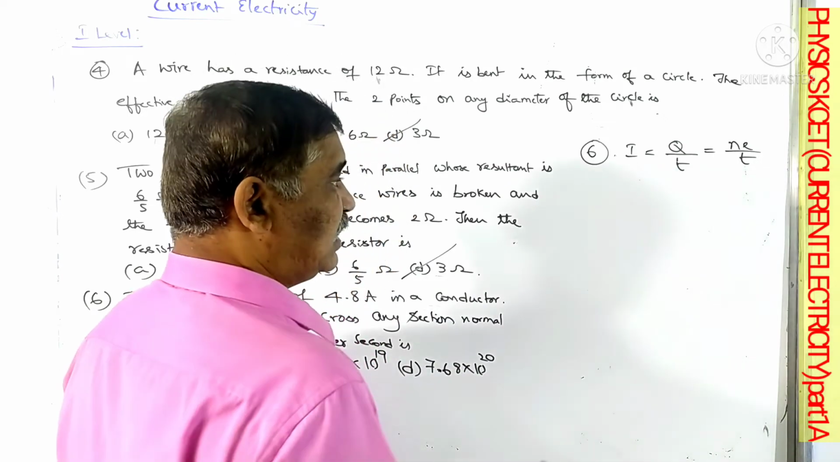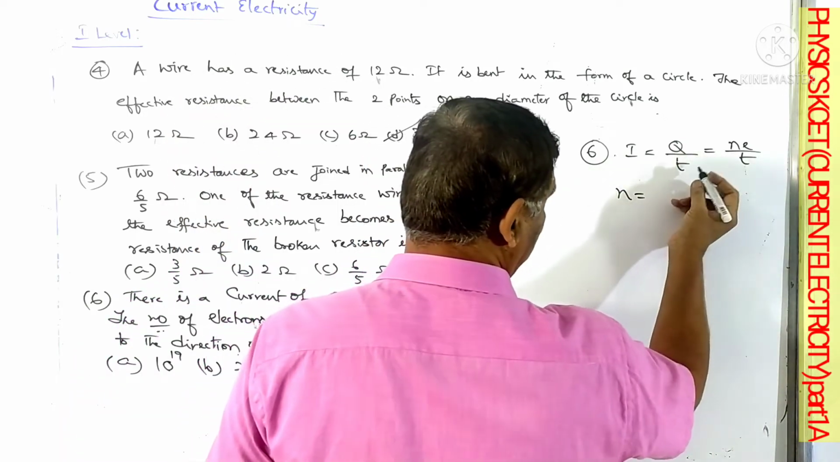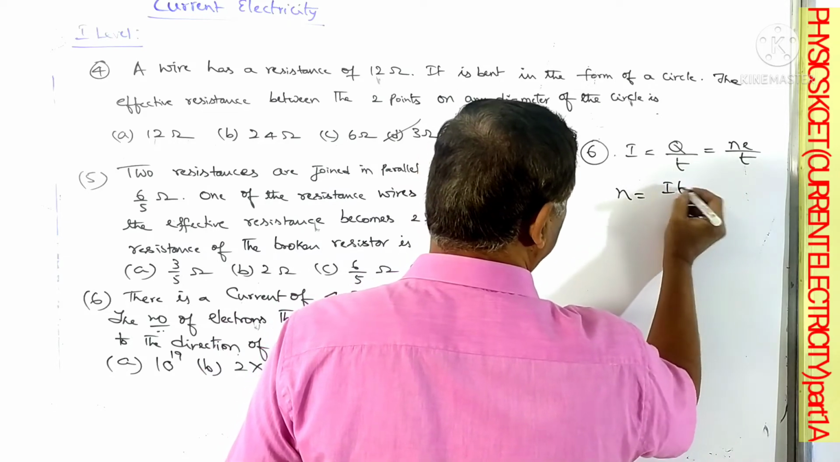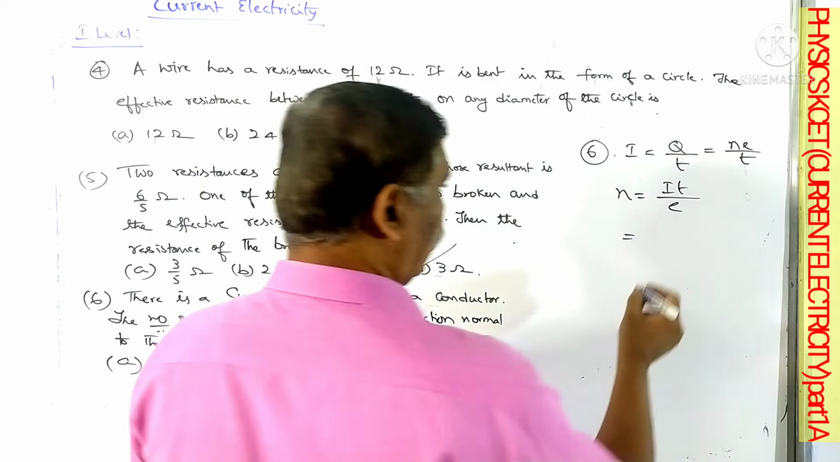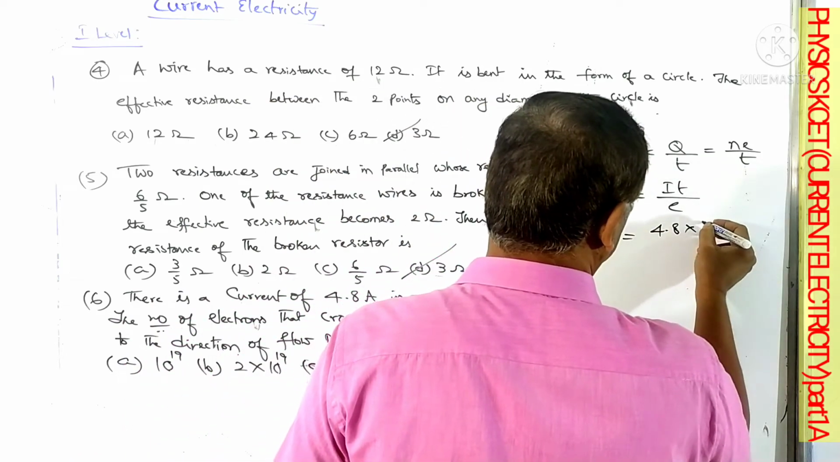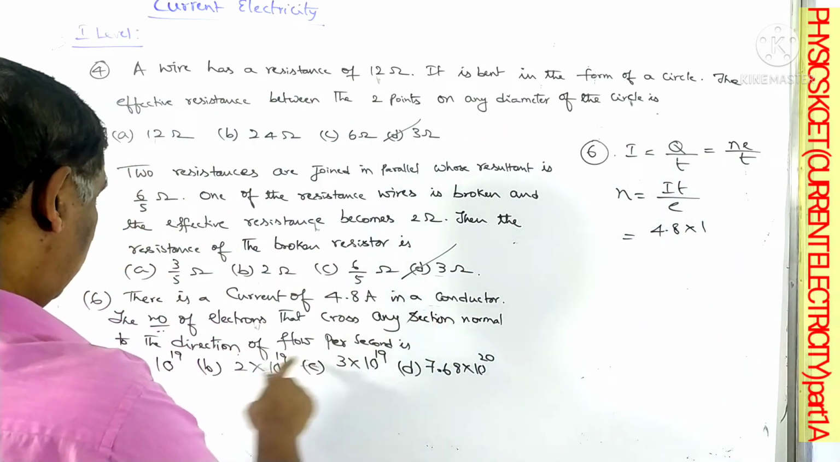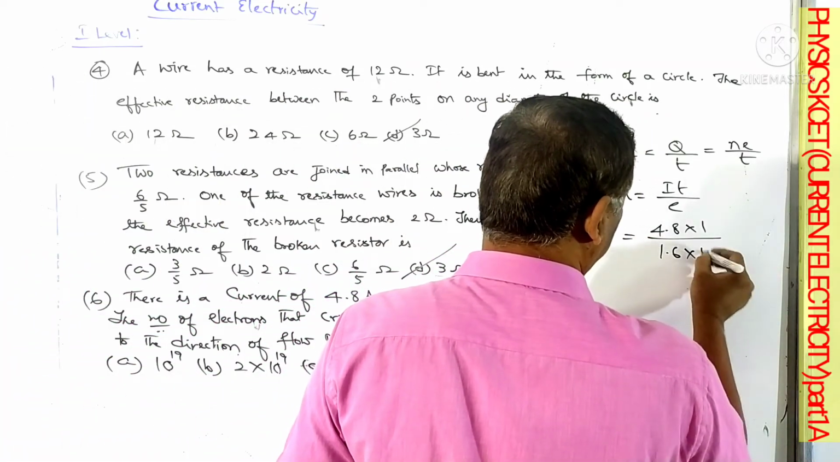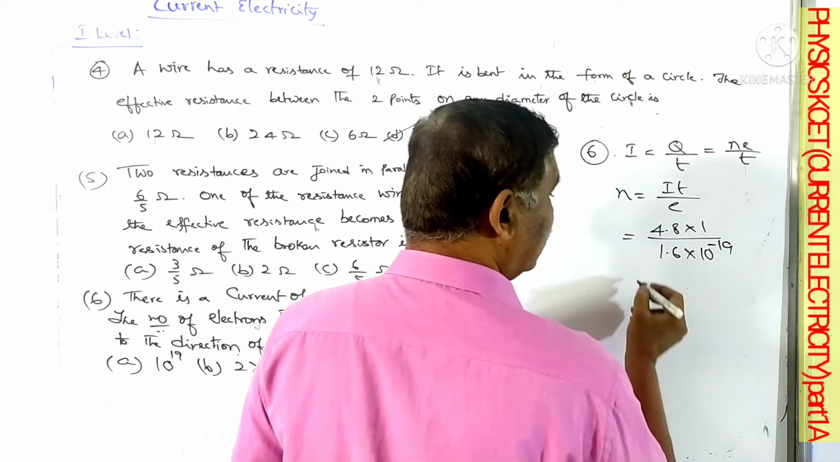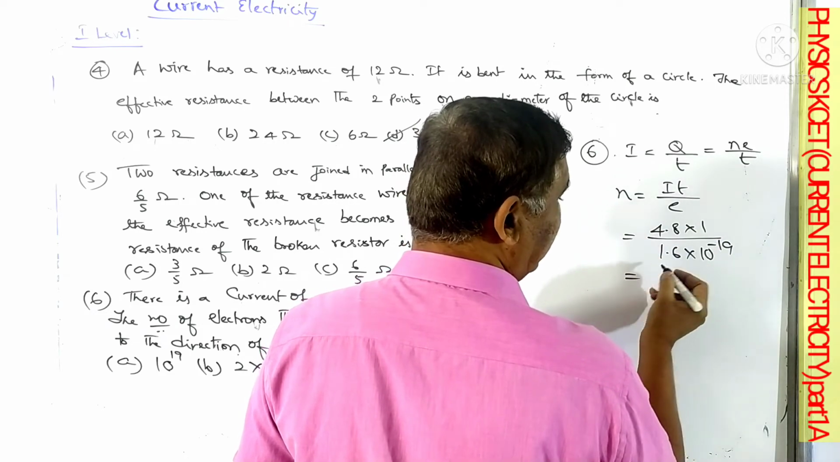I want to find N. If I write for N from this equation, N is equal to IT by E. I is given as 4.8 ampere. T is nothing but 1 second, divided by E, the charge of electron, 1.6 into 10 power minus 19. Simplify.